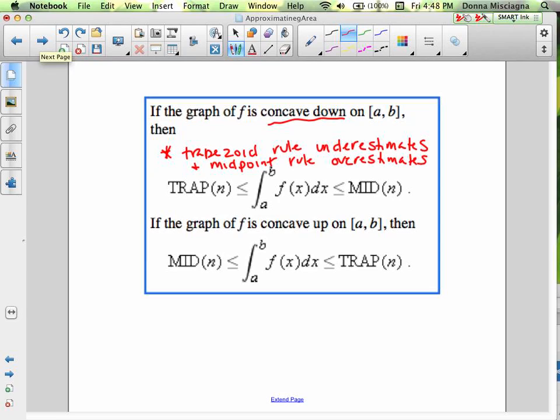And here the reverse is true. If it's concave up, then the midpoint rule underestimates and the trapezoid rule overestimates.